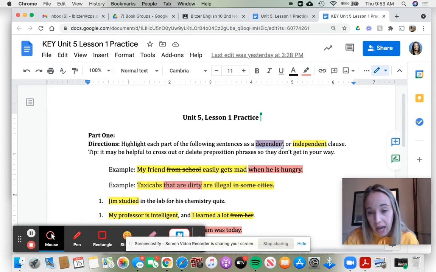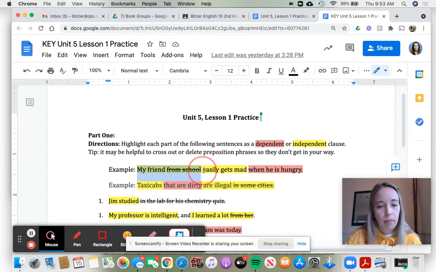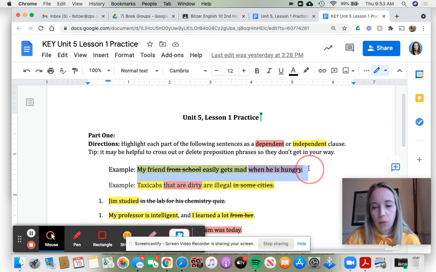Dependent has a subject and a verb. However, it's dependent on more information. It doesn't make sense on its own. So if we look at this first example, my friend from school easily gets mad when he is hungry. I crossed out the prepositional phrase from school because I want it out of my way so it doesn't interfere with anything. My friend is the subject, and then easily gets mad could be our verb phrase. If I walked up to someone, I could say, my friend easily gets mad, makes sense on its own.